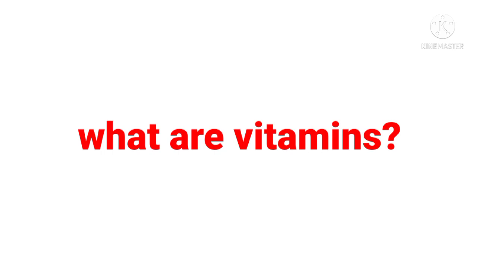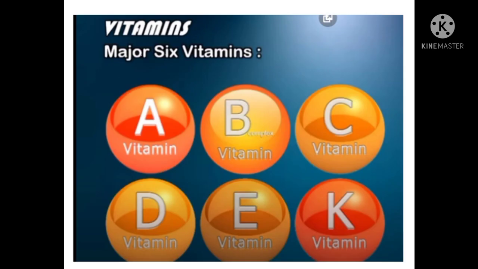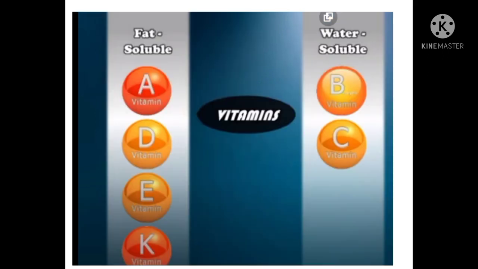Students, do you know what vitamins are? Vitamins are a group of heterogeneous compounds, each of which is essential for proper operation of various processes in the body. There are 6 main types of vitamins, for example A, B, C, D, E and K. Out of these, A, D, E and K are fat soluble, whereas B and C are water soluble.